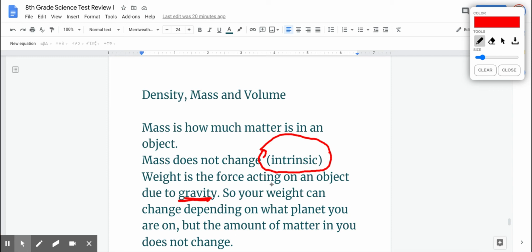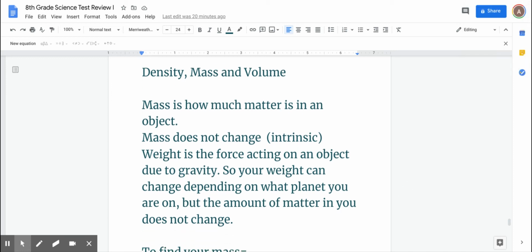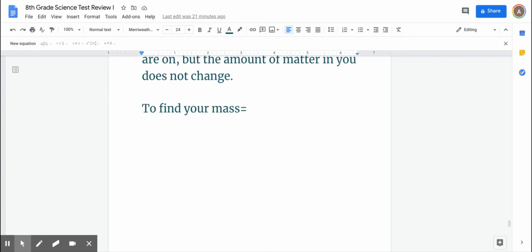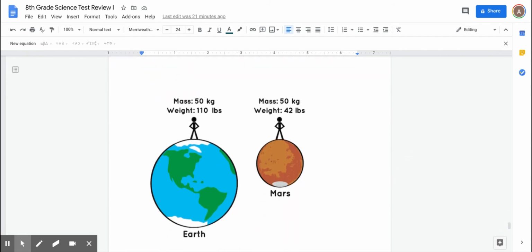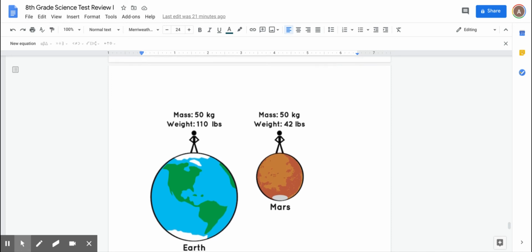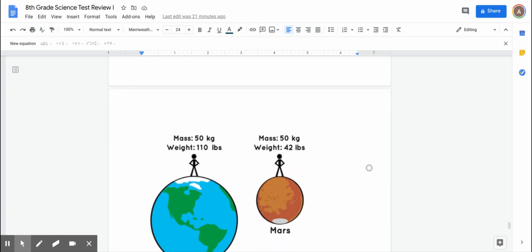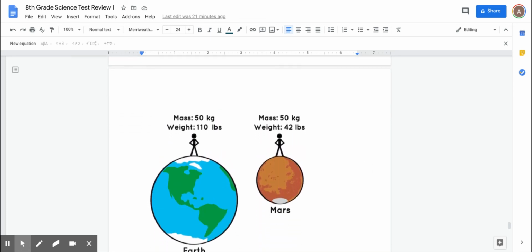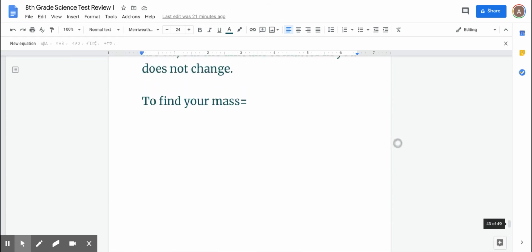Now, when we had a quiz before, I assumed you knew the different planets, what was bigger, what was smaller. So here's Earth; the Earth is much bigger than Mars. So you will weigh different on the different planets. Your mass will stay the same though. Your mass will be the same, but your weight will change because of gravity. Earth is much bigger than Mars. And in the last video, we looked at some of the comparisons on planets and moons.